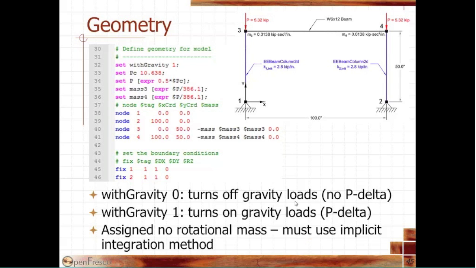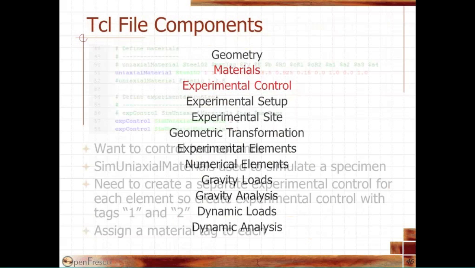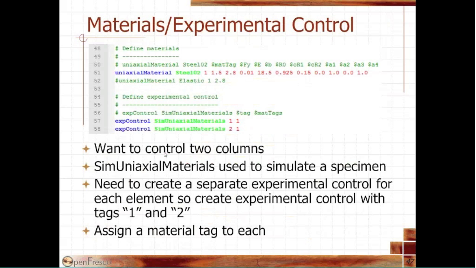Then we go ahead and start setting up the materials and the experimental control. For the materials, as I said, we want to use any uniaxial material to simulate our controller. So we'll first define that uniaxial material. In this case, I'm going to use a Steel02 material, which is a Menegotto-Pinto material, which gives us a nice hysteresis loop. We'll set that up, and then we'll come along and define our first OpenFresco object, which is the experimental control.